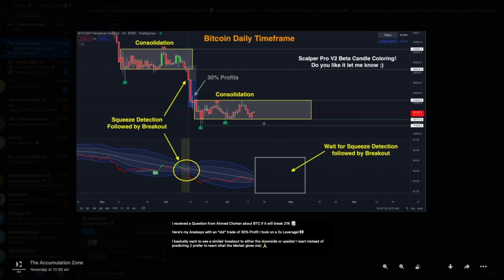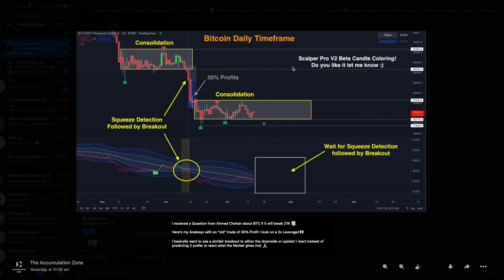And right here, currently we are within this consolidation. This box is ranging from 18,777 to 22,600. So we are still trapped in this consolidation. Don't get fooled if you look at a 1 minute or 5 minute Bitcoin chart that we are going to instantly recover. And right here I mentioned to wait for a squeeze detection again, followed by a breakout.